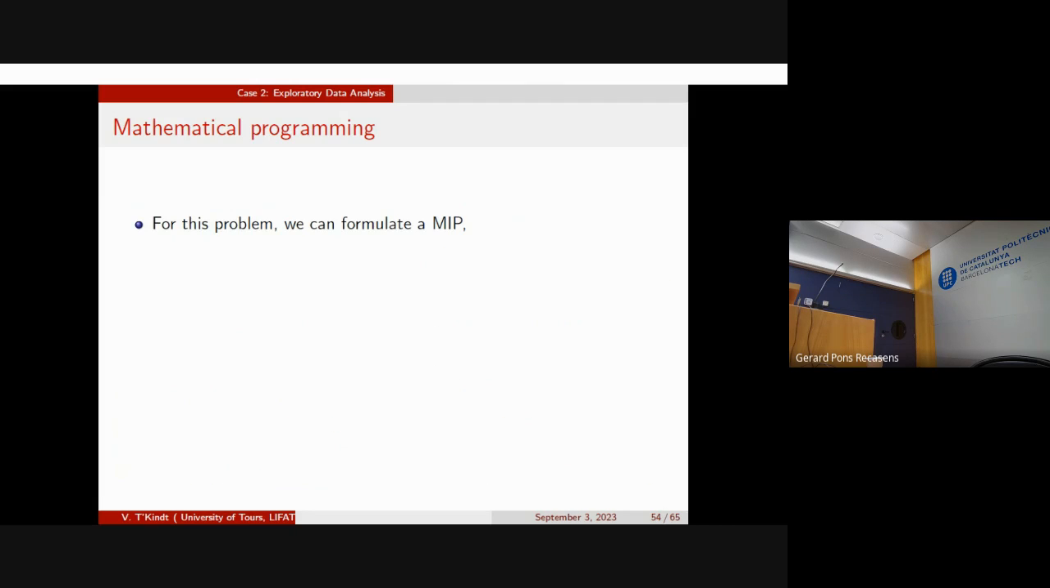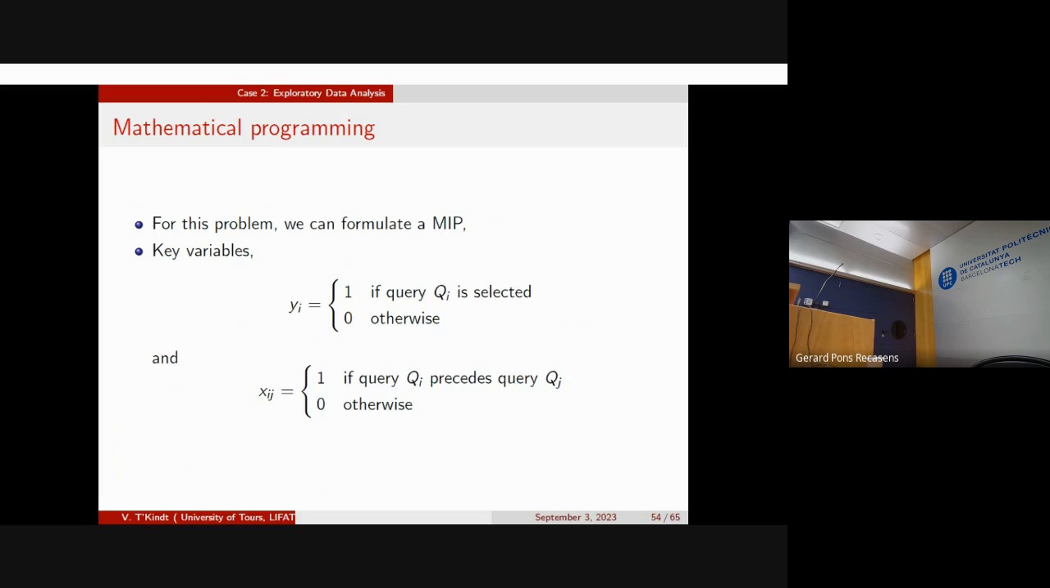So what we can do for this problem, again, is sketch up a mathematical program, a MIP. Here, I don't know if you saw that, but this problem is a kind of a mix between a knapsack and a TSP. Because on one hand, we have to select queries. And on the other hand, for the selected queries, we have to order them to minimize the total distance.